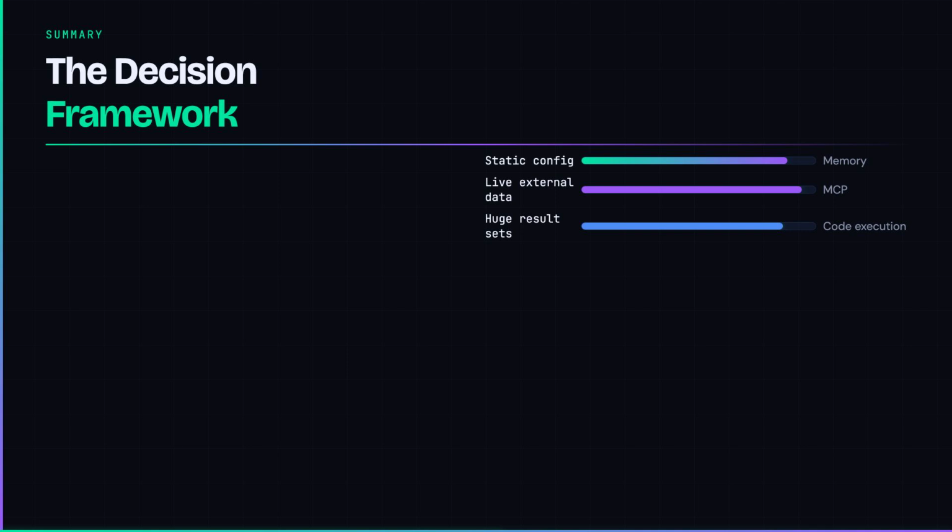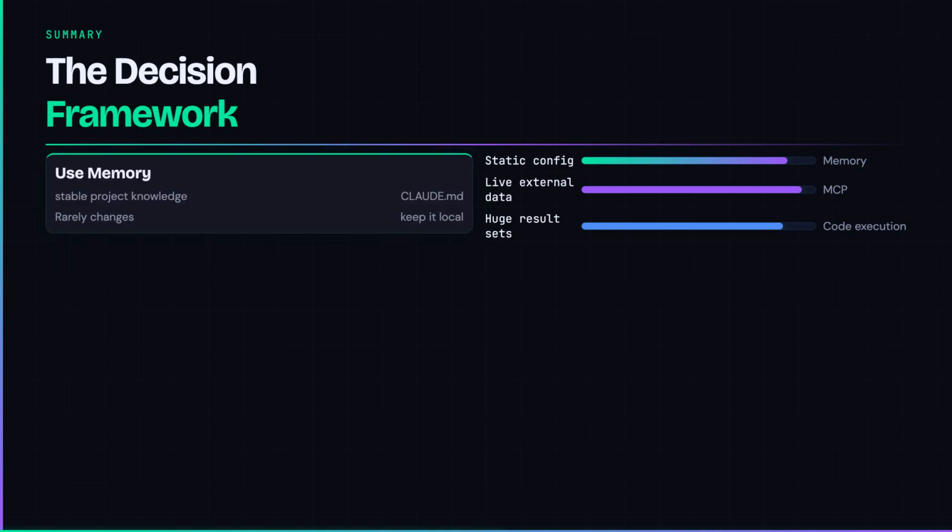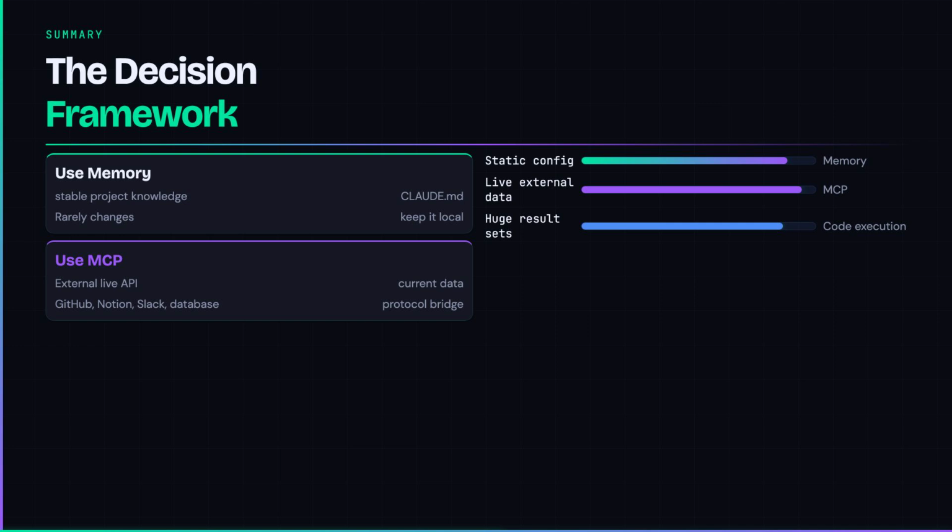Now we can collapse the whole module into one decision tree. Start with the kind of data you have, then choose the simplest path that preserves context. Use memory when the knowledge is stable and project-specific. CLAUDE.md is better for fixed rules than a live tool call. Use MCP when the data is external and current. GitHub, Notion, Slack, and databases all fit that live API pattern.